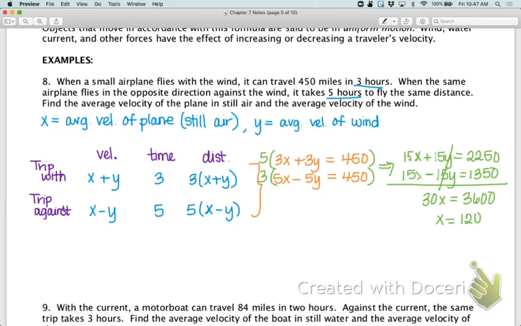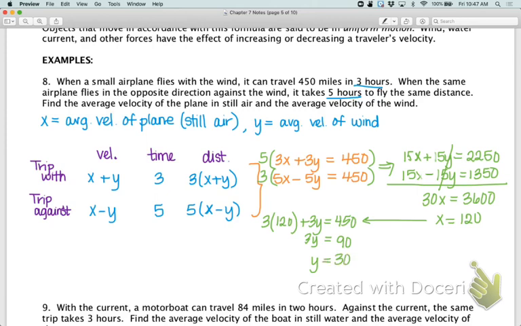Now we need to figure out what's the velocity of the wind that's either helping us or hurting us. So the velocity of the wind, we need to solve for y. So I'm just going to take this value and plug it back into one of our equations. Doesn't matter which one, I'm going to pick the one with the 3's. So I have 3 times 120 plus 3y equals 450. 3 times 120 is 360, and so when I subtract 360, we get 90 equals 3y. So that tells us that y is equal to 30.